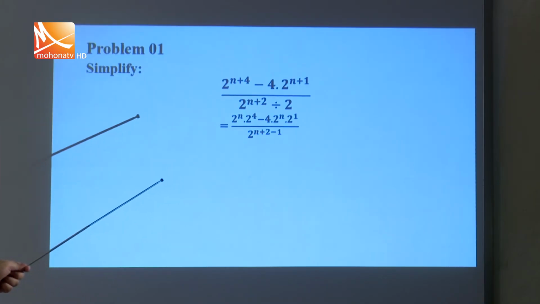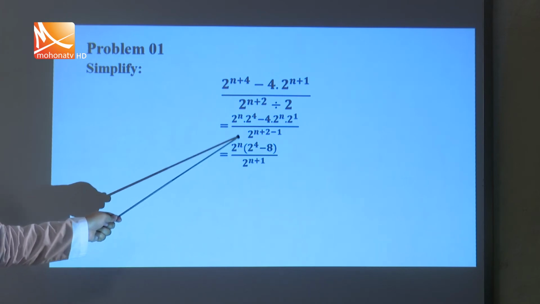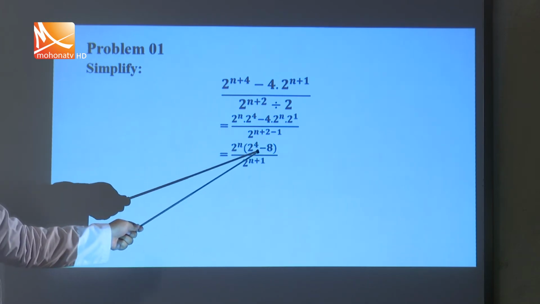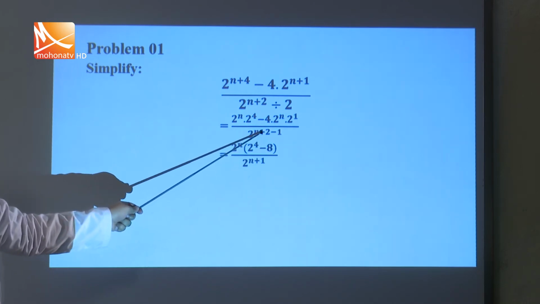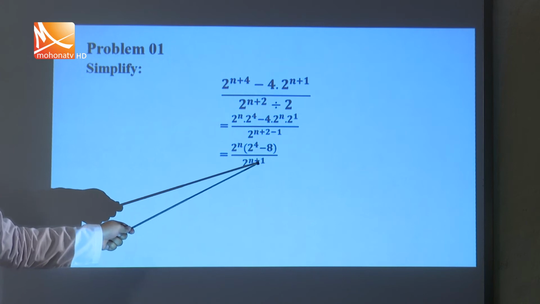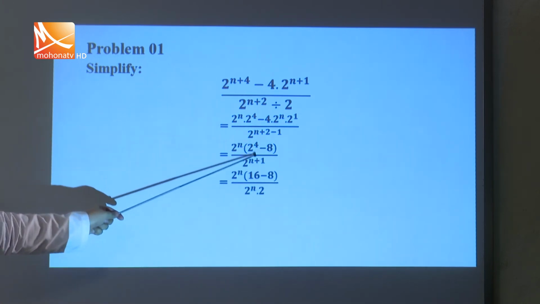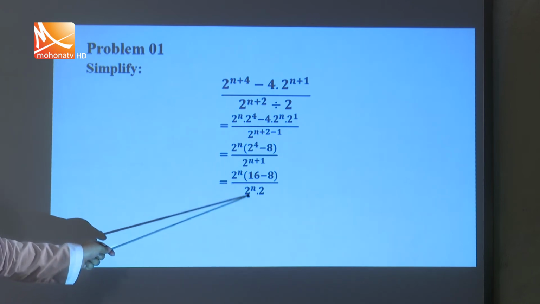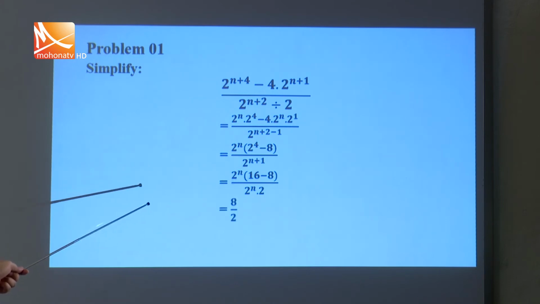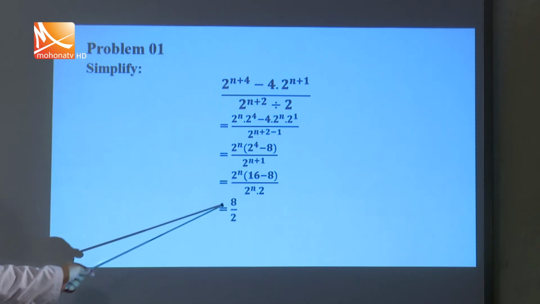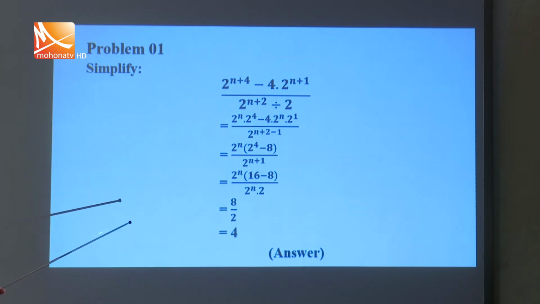In our next line we can take 2 to the power n as common, and then we will have 2 to the power 4 minus 8. 4 into 2 gives you 8, and after addition and subtraction you get 2 to the power n plus 1. In our denominator we have 2 to the power n plus 1, so we can write it as 2 to the power n into 2. By cancelling 2 to the power n from denominator and numerator, you get 8 by 2, which gives you 4, and this is the answer of this math.